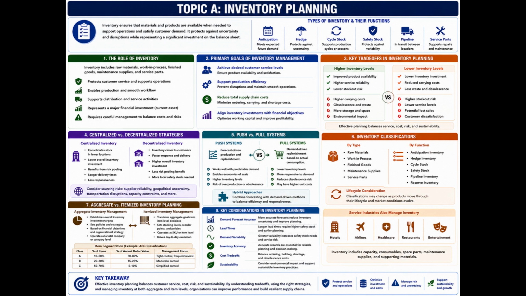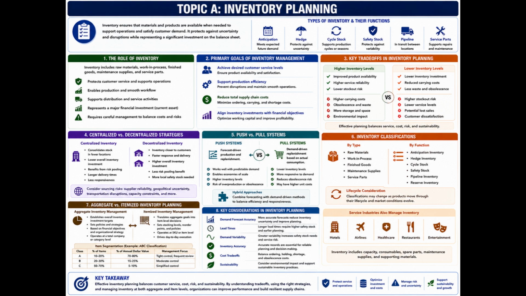Topic A. Inventory planning. Inventory plays a fundamental role in manufacturing and distribution by ensuring that materials and products are available when needed to support operations and satisfy customer demand. Inventory includes raw materials, work in process, finished goods, maintenance supplies, and service parts that support production and customer service activities. Effective inventory management balances supply and demand while protecting organizations from uncertainty and disruptions.